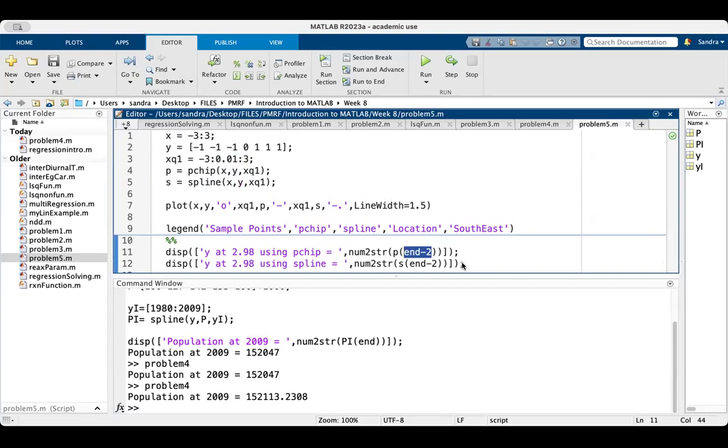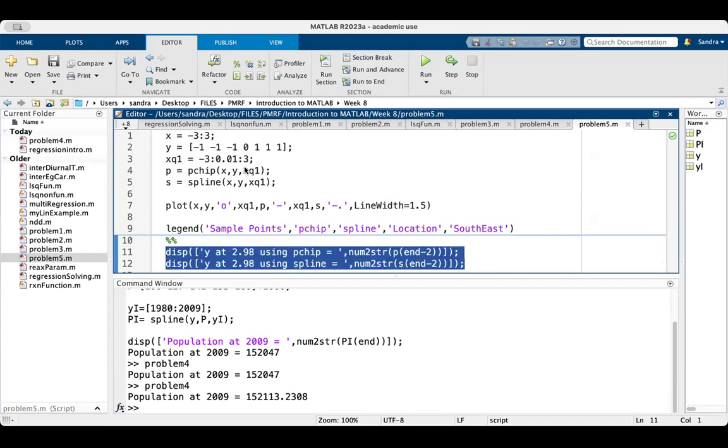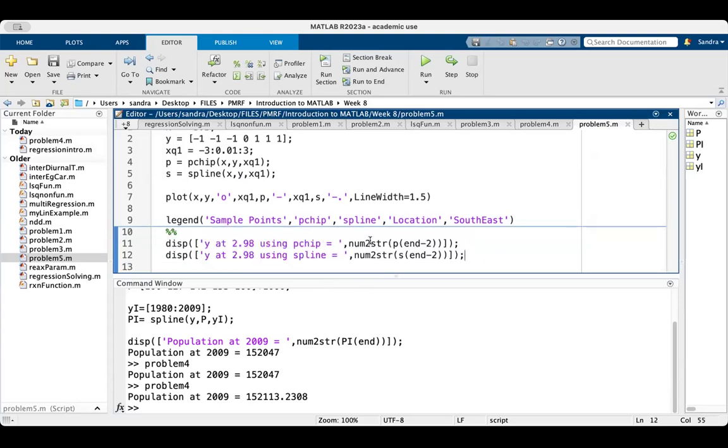So end minus 2. I can do it like this, or if you want, you can do the plotting with pchip separately and write another pchip separately for 2.98. Two lines of code, that is also possible. Right now I just did it in one line of code, both the plotting and the value at 2.98. The syntax remains the same: x, y, and wherever you want to find the interpolated value, for both pchip and spline. I'm plotting x and y, the scatter data. This is my pchip data, and this is my spline data.